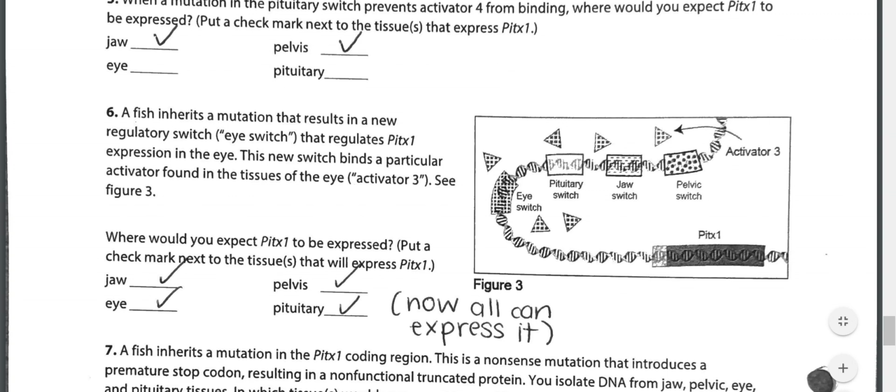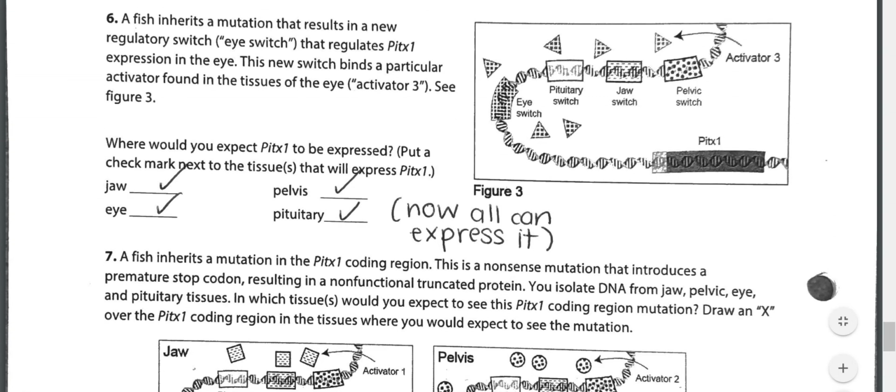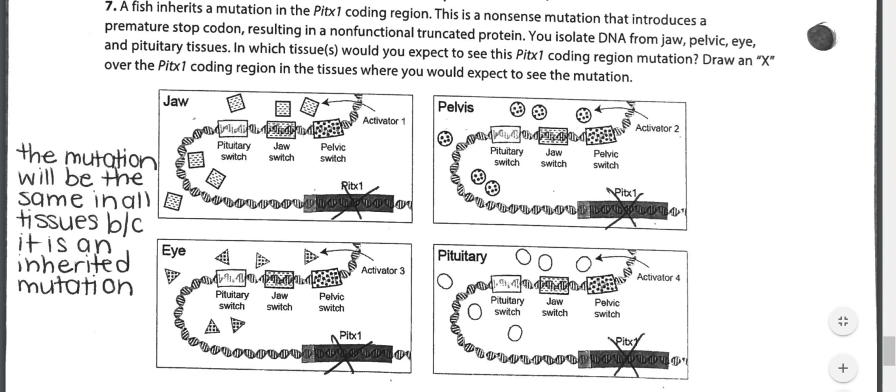Okay. Number 6, a fish inherits a mutation that results in a new regulatory switch, an eye switch. Ooh, fancy. So now you should have checked off all of the choices here because of this new switch, and we have the activators for it, we're able to express this gene in the eye. Can't imagine what that would look like, but for the sake of the question, you should have all 4 boxes checked off.